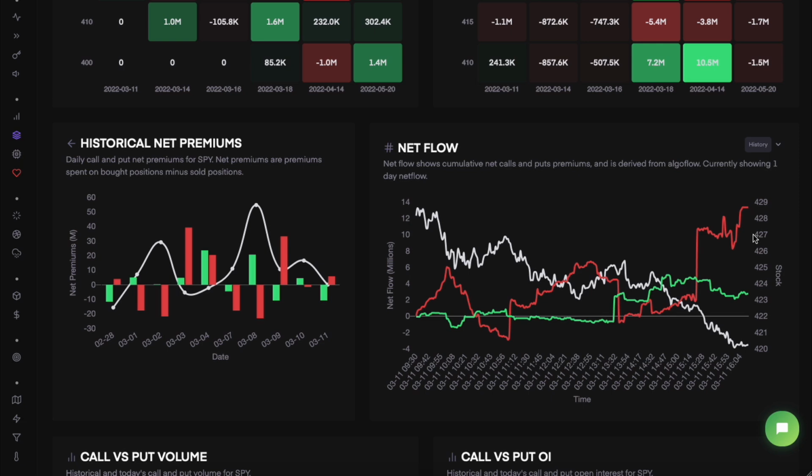But I think for the last 2 to 3 months, this net flow chart has just been working exceptionally well for us at Tradytics. So we'll continue to use this chart for scalps and for day trades, and even for swing trades, until it stops working.